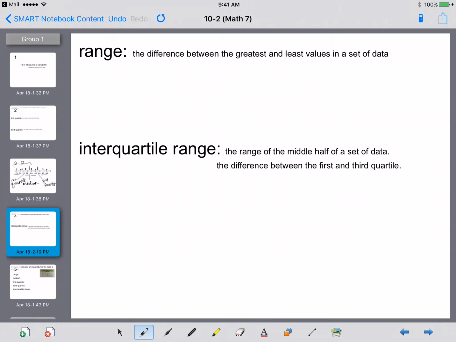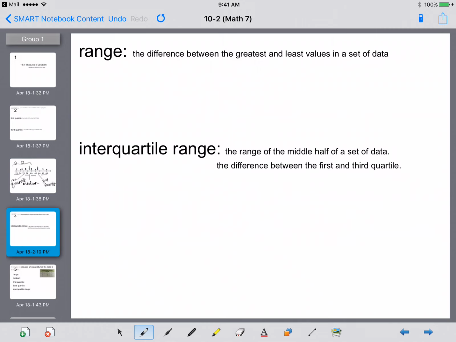We also have a word that you guys recognize that we're kind of upset that we didn't go over yesterday. That's the range. So your range is a measure of variability, not a measure of center. And what the range is, and you guys know it, it's the difference between the greatest and least values in a set of data. So it's your largest number minus your smallest number.